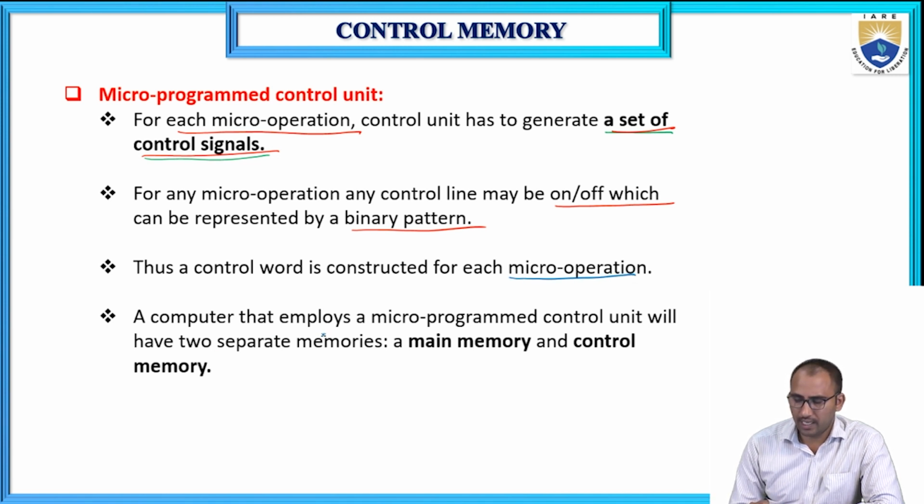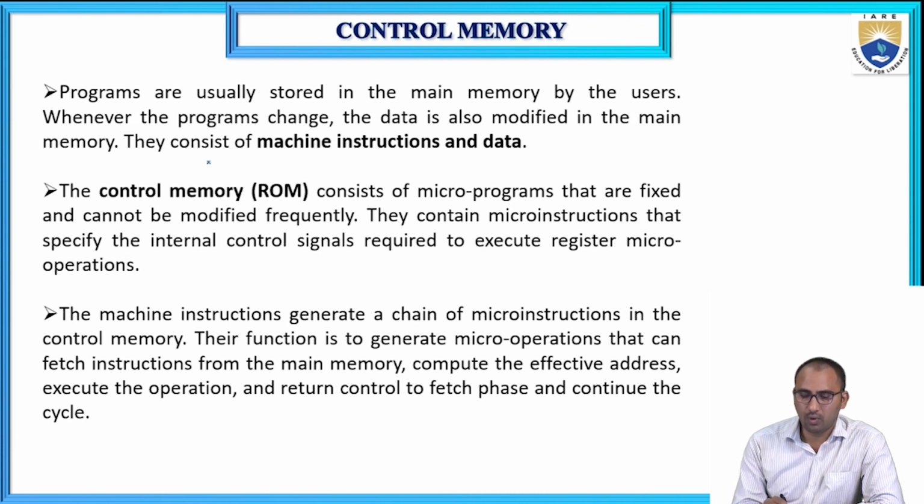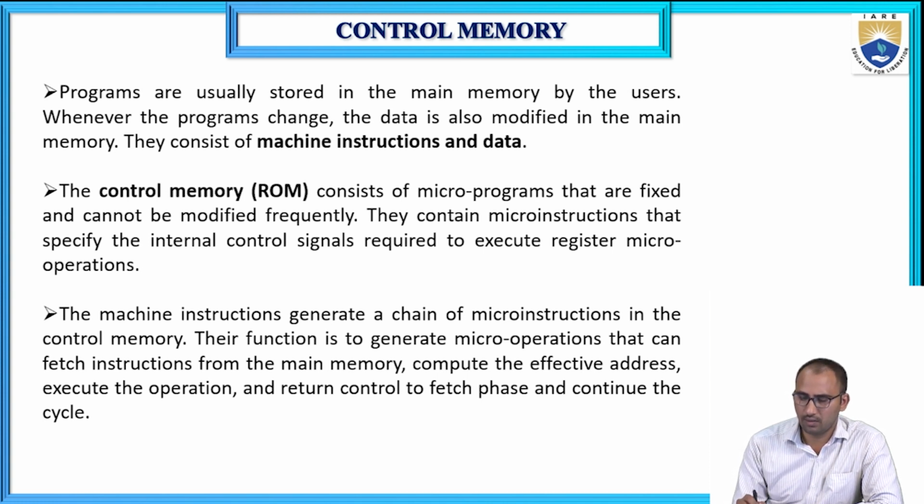A computer that employs a microprogrammed control unit will have two separate memories, main memory and control memory. The programs are usually stored in main memory by the users. Whenever the program changes, the data present in the memory also changes. Okay. So they consist of machine instructions and the data.